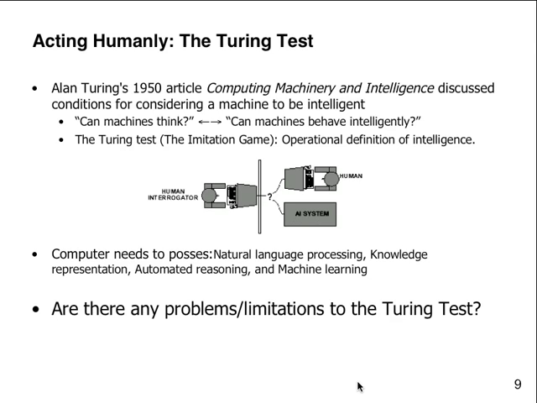It was in Computing Machinery and Intelligence, and it discussed the conditions for considering a machine to be intelligent. So he was really the first guy who said, well, let's give it a test. And let's see if this machine is intelligent, because you're calling it intelligent, but we don't know if it is or not. So, can machines think? And can machines behave intelligently? Well, the Turing test was an imitation game. So, this is a big wall, and we have the human interrogator over here. So, we have a human who's going to test.